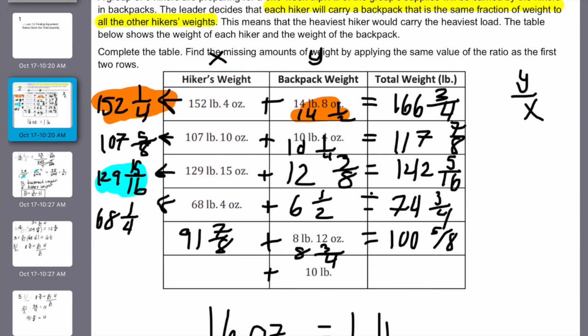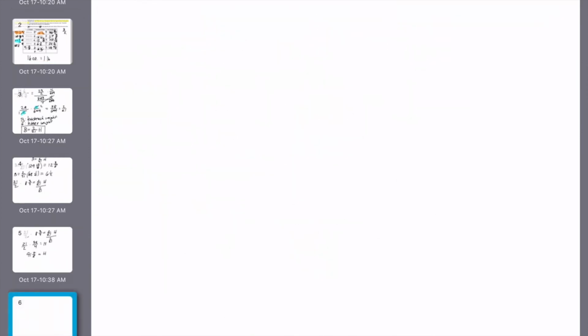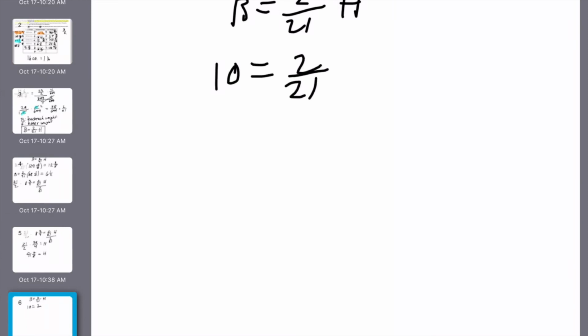Who would have thought we'd be able to do this much by just figuring out what our initial rate is and using that to write an equation? And then we have one more example here, so I'm going to put this one more time. So I have the backpack weight equals 2 over 21 times the hiker weight. And I know in this last example, it's 10 pounds equals the backpack weight.